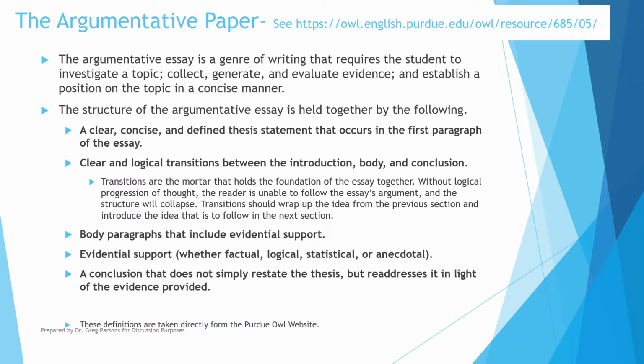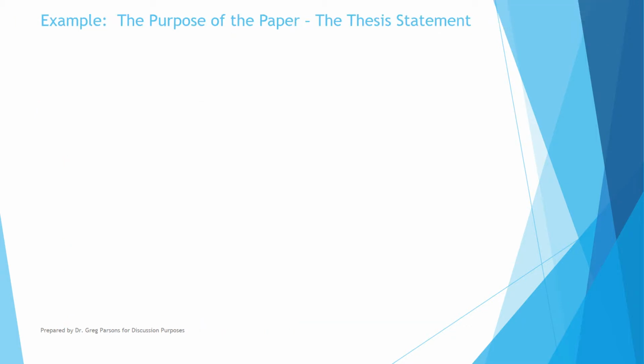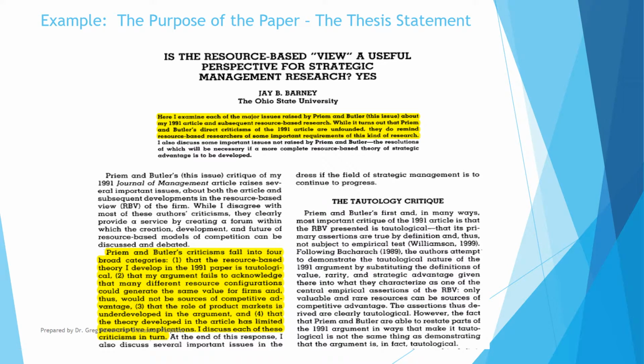And then the paper must have a conclusion that doesn't simply restate the thesis, but readdresses what the purpose of the paper was in the light of the evidence that's been provided throughout the body of the paper. Okay, so this is a professional writing lab. This is their definition. So let's take an example.